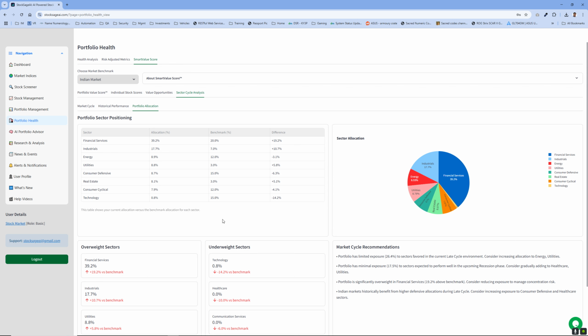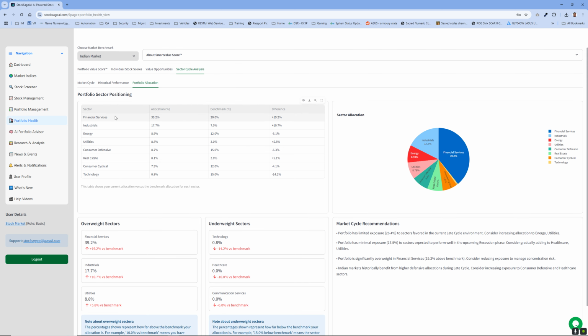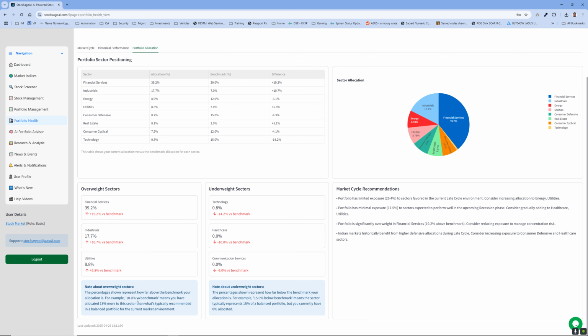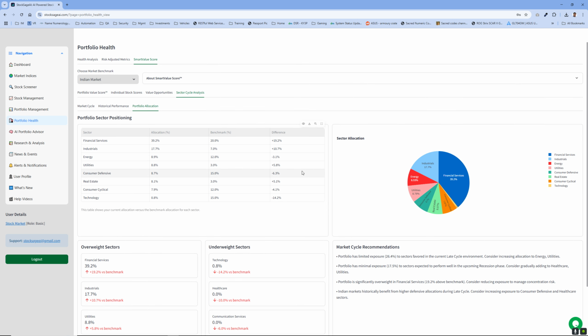Okay. And then how do we correct it? If we go to the portfolio allocation, it showcases where we stand today, what the allocation percentage is, what the benchmark percentage is, and how we are today. Like I'm plus 19% positive, or there is a higher percentage difference as compared to what the benchmark is. These are the overweight sectors. These are the underweight sectors. These are the recommendations which the AI portfolio provides, and how we can improve it.